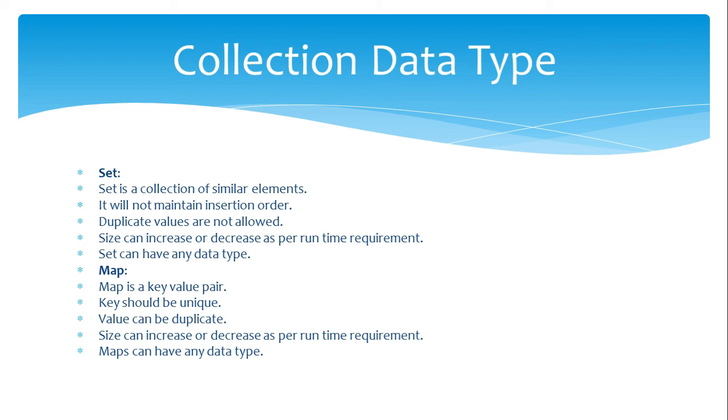Map: a map is a key-value pair. Key should be unique. Value can be duplicate. Size can increase or decrease as per runtime requirement. Maps can have any data type.